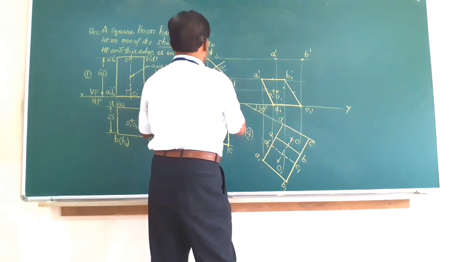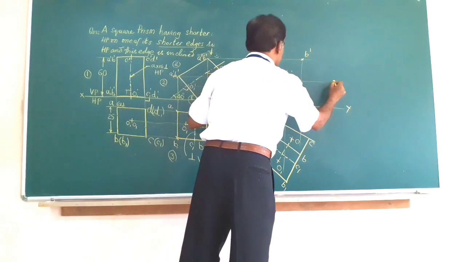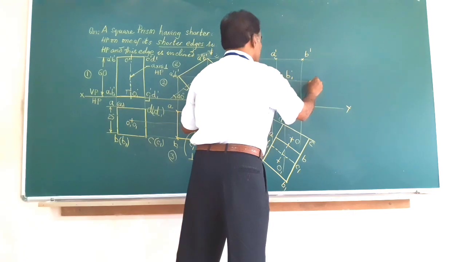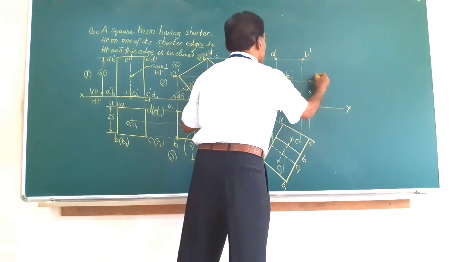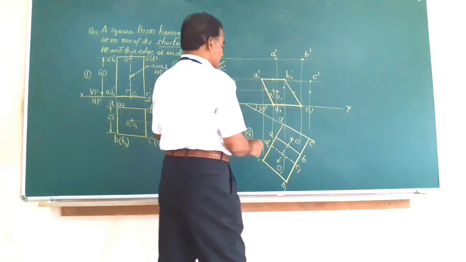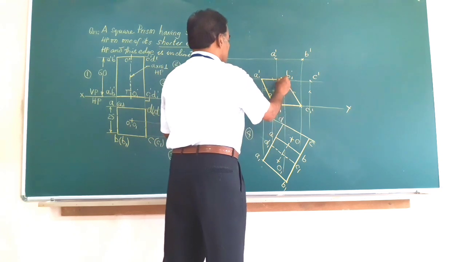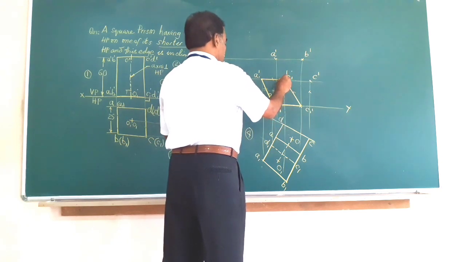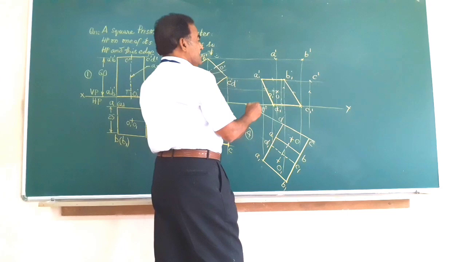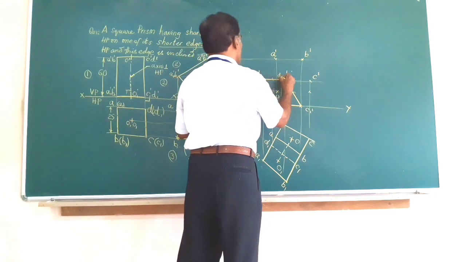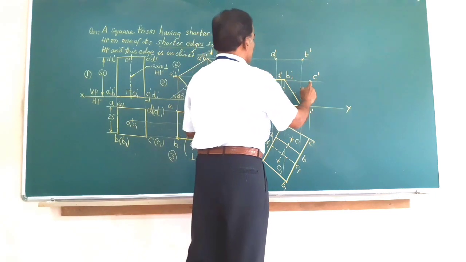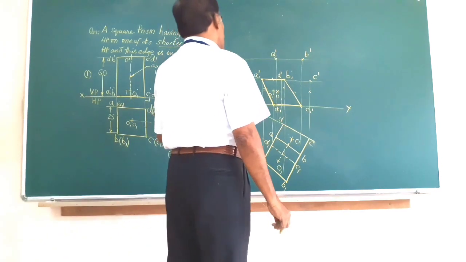C and D are here. Horizontal line from C, vertical line from C. The point where those two intersect is that point C dash. Finally, for D, I should get a vertical line from here, a horizontal line from here. I will get it somewhere here. So this is A, B, C, D. I will call it D1, D dash, A dash, B dash, C dash. All the 4 points you have got.